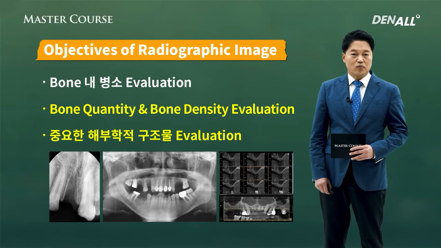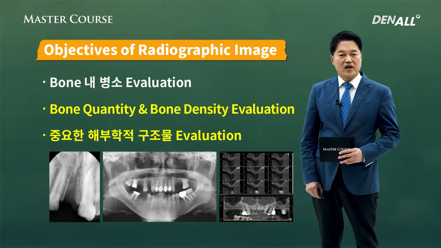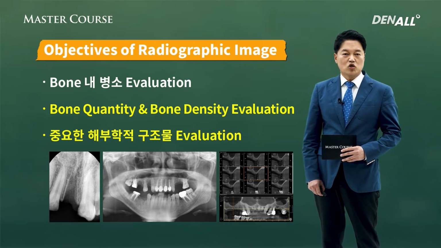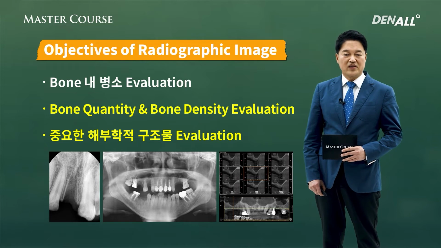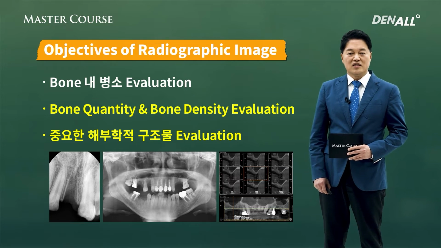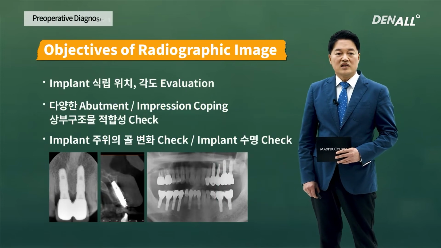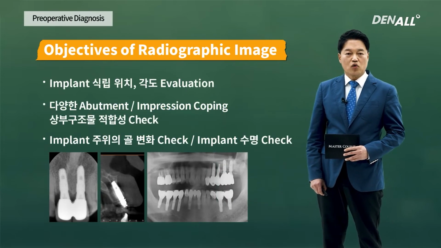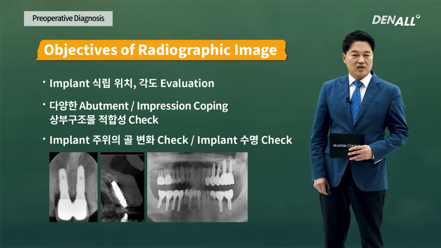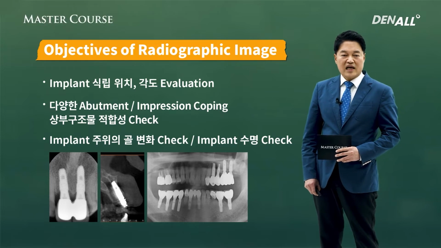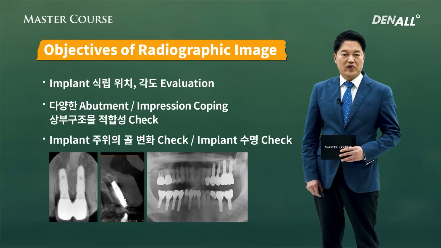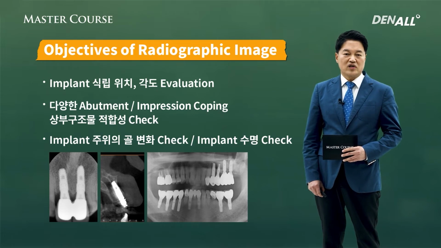In relation to implant treatment diagnosis, bone density and quantity are evaluated, and important anatomical structures are evaluated to avoid them. In other words, the mandibular canal or sinus floor position is accurately determined, and this is very important in planning implant treatment. Implant placement position or angle is evaluated, and compatibility of various abutments, impression copings, and superior structures is checked using radiographic image. You also check bone changes after the implant has been placed, and for implant lifespan.